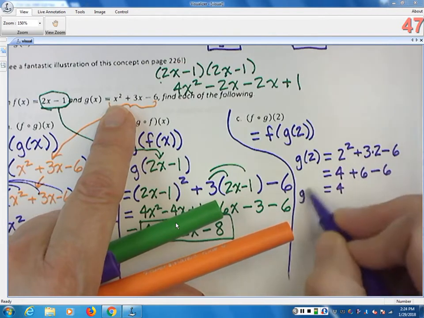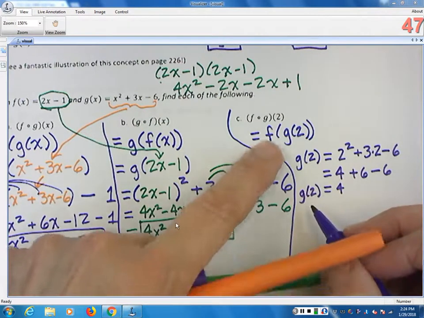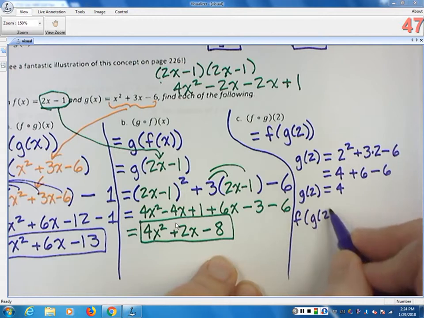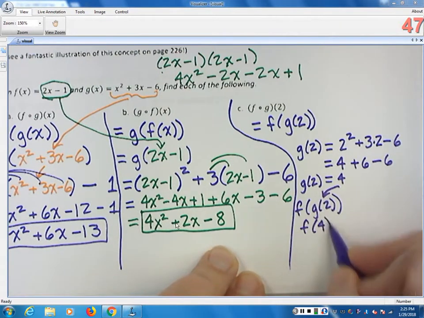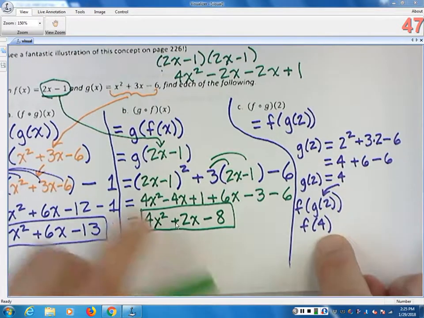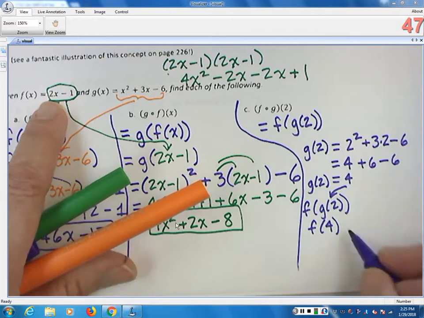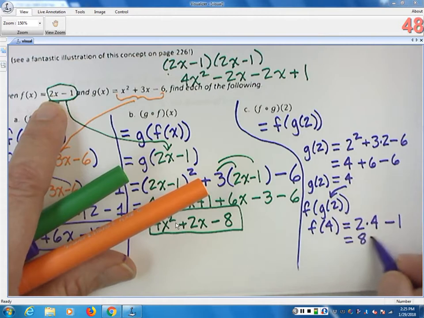That's G of 2. Well, now we have to find F of G of 2. Well, G of 2 is 4, so F of 4. F of 4 is everywhere in F of x that you have an x, you're going to replace it with 4. 2 times 4 minus 1. 8 minus 1 is 7.